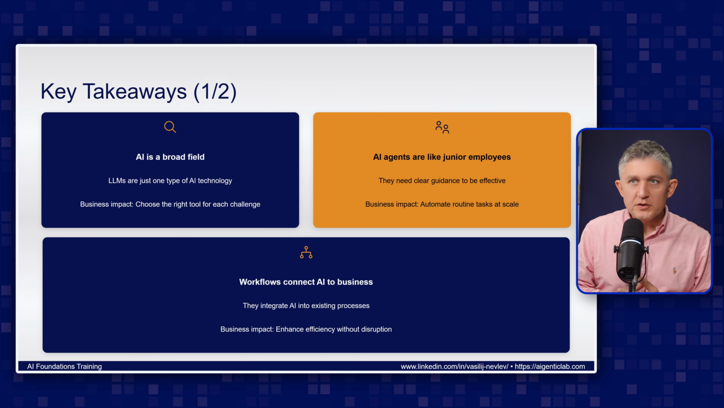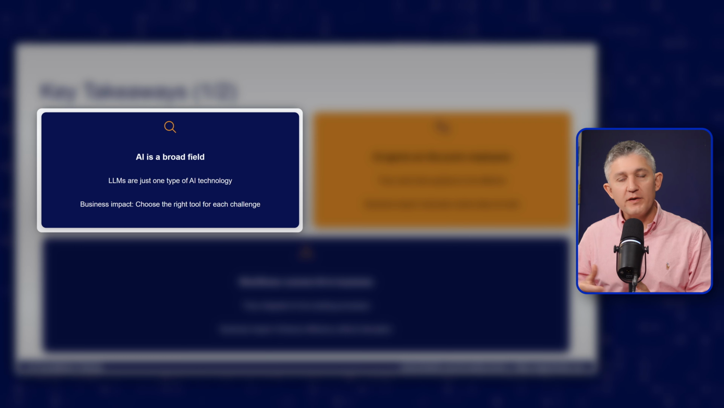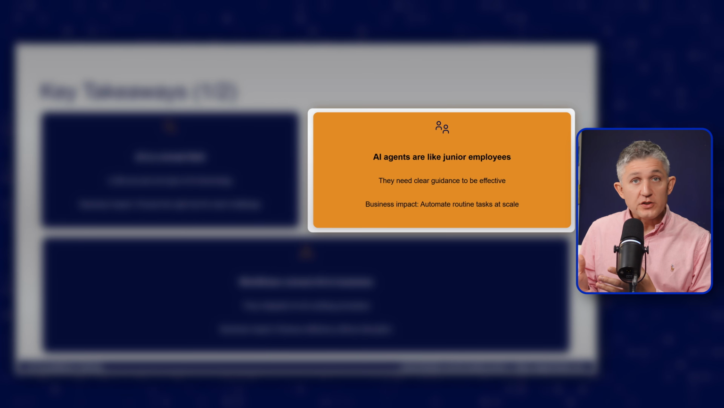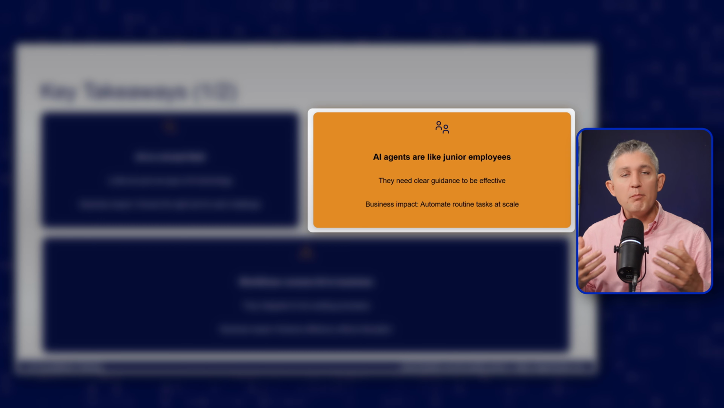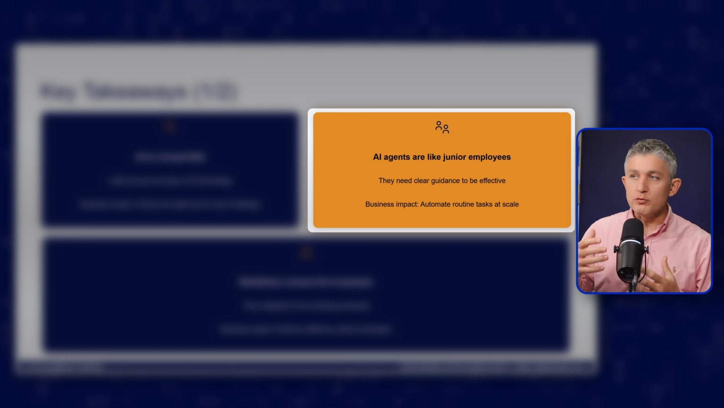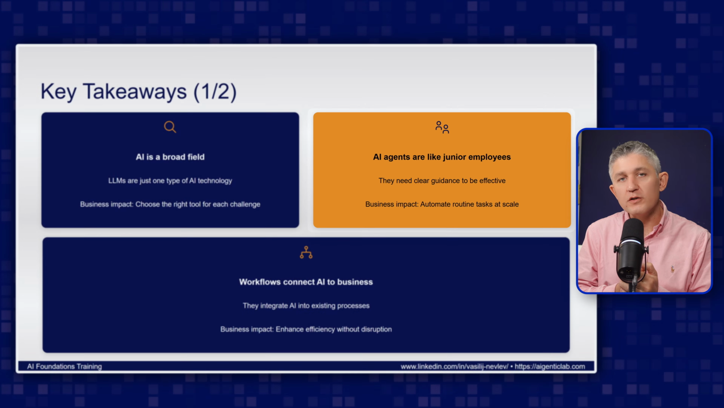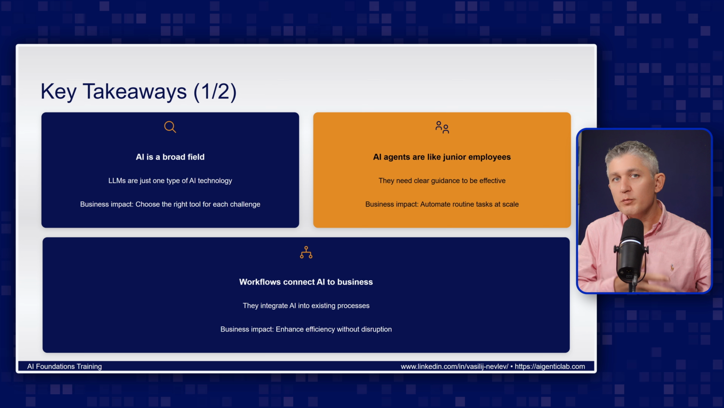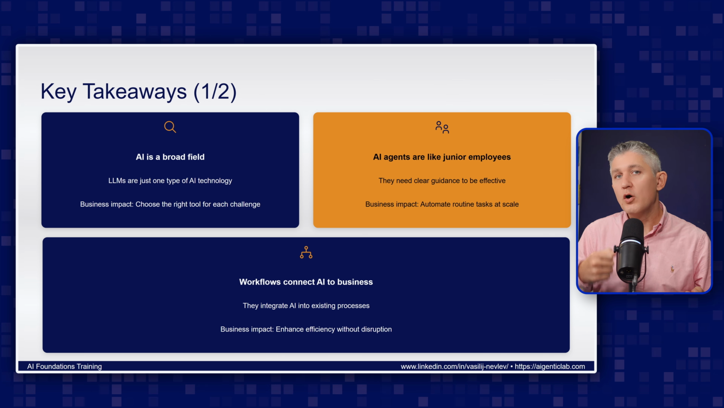A couple key takeaways to summarize it all together. AI is the broad field. LLMs are just one type of AI technology, and you need to select the right AI technology for your purpose. It's the right tool for the right job approach. AI agents in the current phase are like junior employees. They need clear guidance to be effective, but the business impact is that you can automate routine tasks at scale. Those junior employees are now available at a really low cost. But nevertheless, just like you wouldn't want your junior employee to run your business, you wouldn't want the agent to run the business yet. It still requires senior supervision or human in the loop.